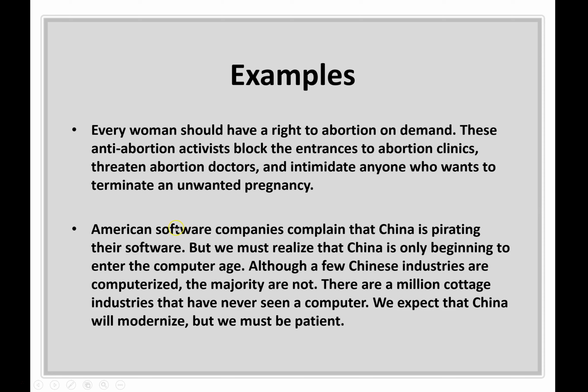So the idea here is this. Imagine that an American software company puts down an argument saying, therefore, we've got to stop this. We've got to stop China from pirating our software for this, that, and the other reason. And then somebody else, perhaps somebody from China or somebody who has interest in this piracy, says, hey, look over here. You got to realize that China's only beginning to enter the computer age, blah, blah, blah. All of this is leading you off the trail of the original argument. Okay?